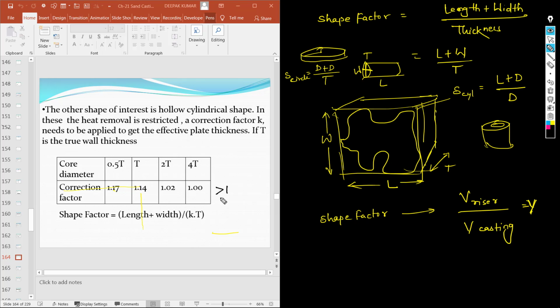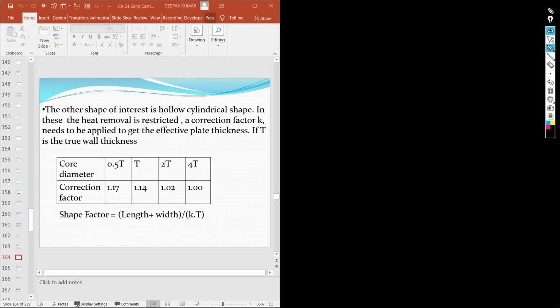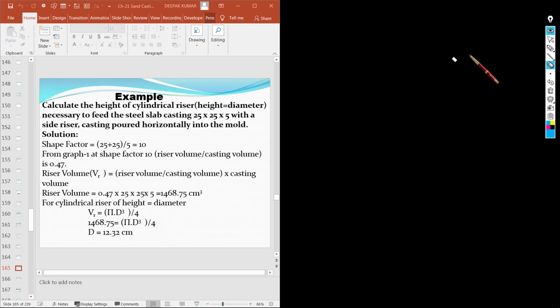So it will be provided in the question. In this example, there is a cylindrical riser, and it is given that H is equal to D for the riser.